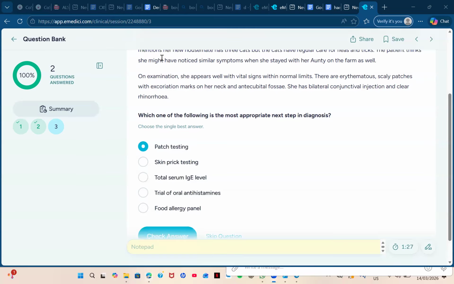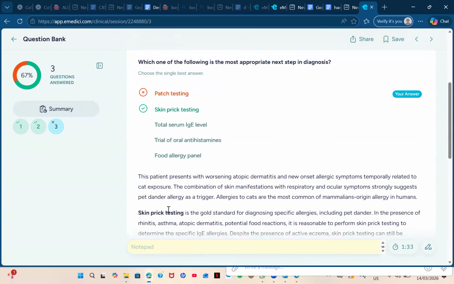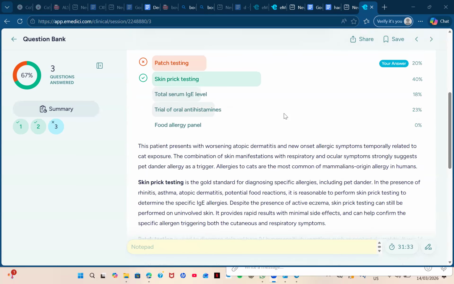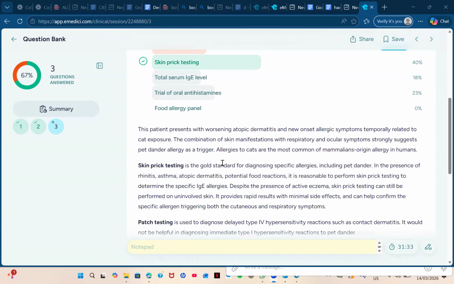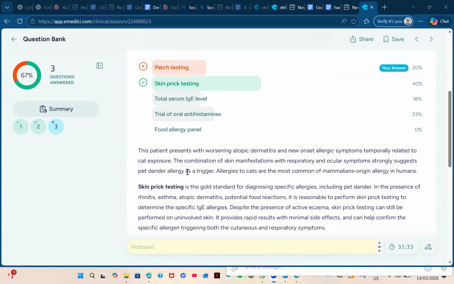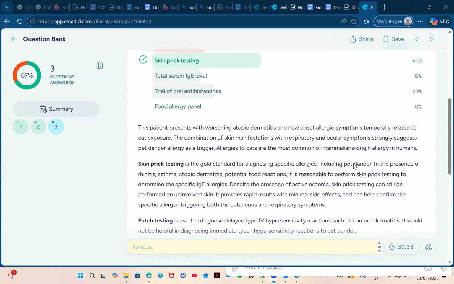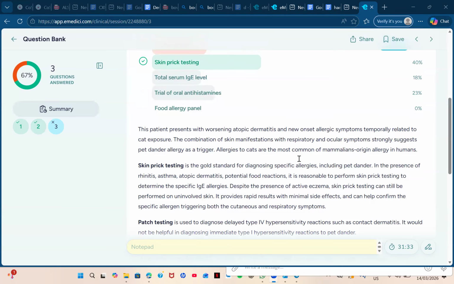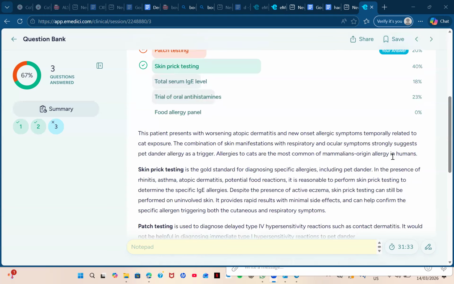Let's see. Very good, doctors. Here, this patient presents with worsening atopic dermatitis and new onset allergic symptoms temporally related to cat exposure. The combination of skin manifestations with respiratory and ocular symptoms strongly suggests pet dander allergy as a trigger.